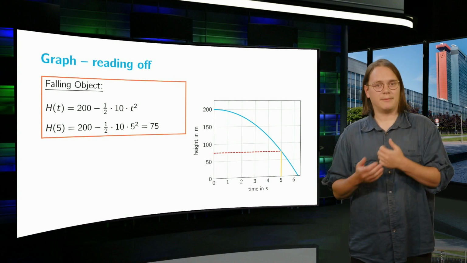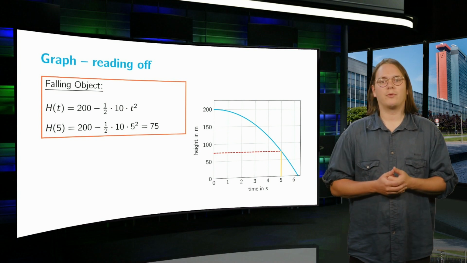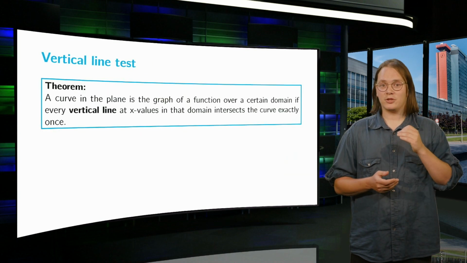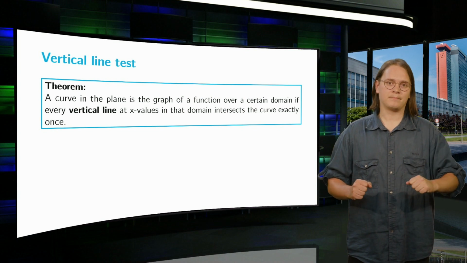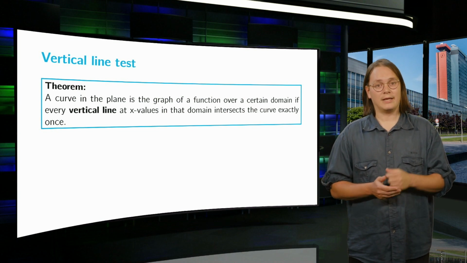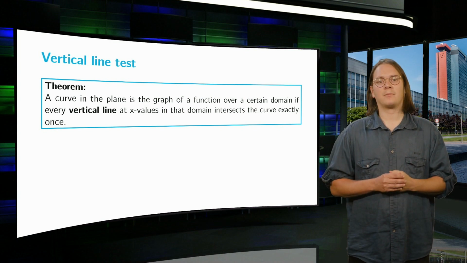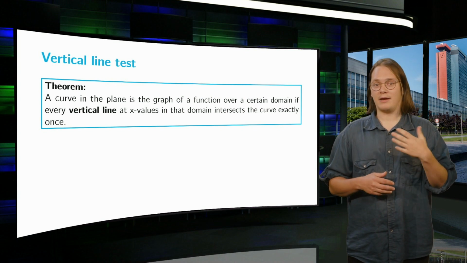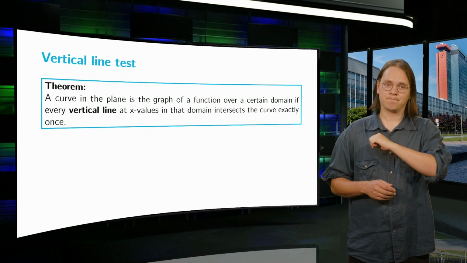This also answers an interesting question for us. Namely, suppose I simply show you a picture of a curve in the plane, then is it possible to determine whether this is the graph of a function? Indeed, it is possible, and we call the method by which we do it the vertical line test. A function should give exactly one output value for each input value in the domain. So a curve is only the graph of a function if every vertical line at an x value in the domain intersects the curve in exactly one point.